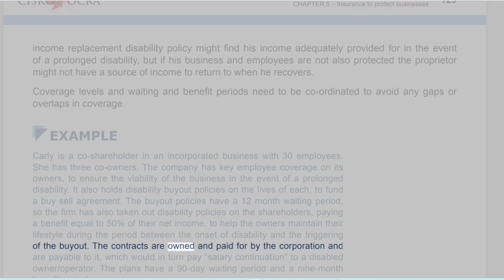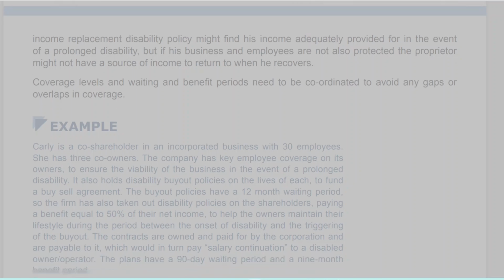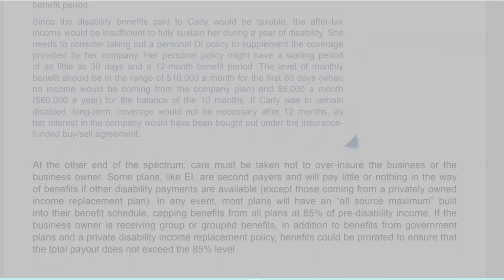The contracts are owned and paid for by the corporation and are payable to it, which would in turn pay salary continuation to a disabled owner/operator. The plans have a 90-day waiting period and a 9-month benefit period. Since the disability benefits paid to Carly would be taxable, the after-tax income would be insufficient to fully sustain her during a year of disability. She needs to consider taking out a personal DI policy to supplement the coverage provided by her company.